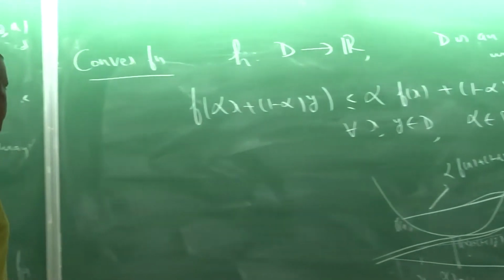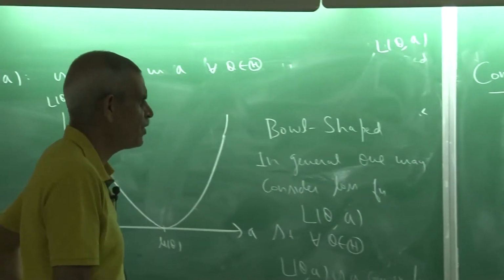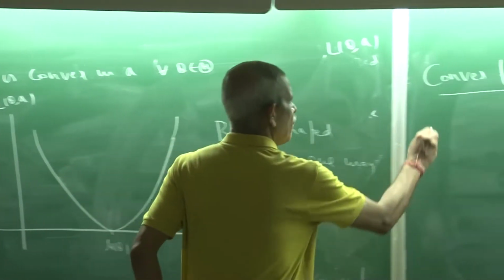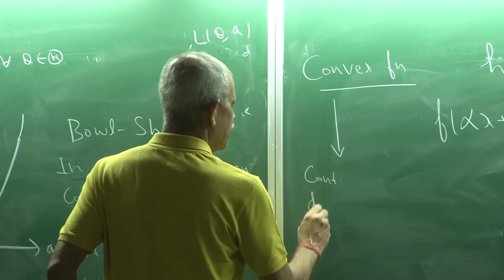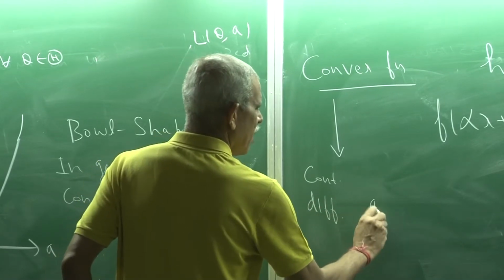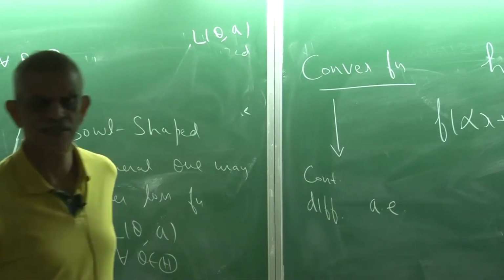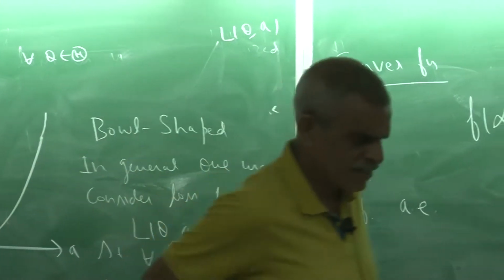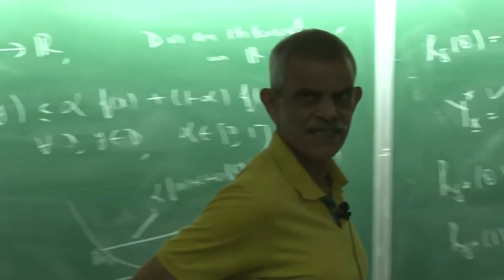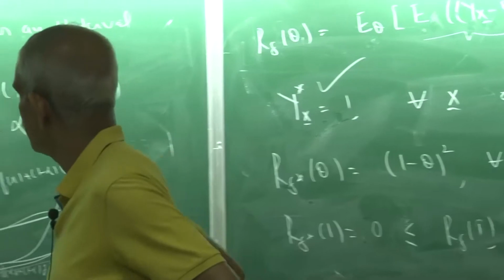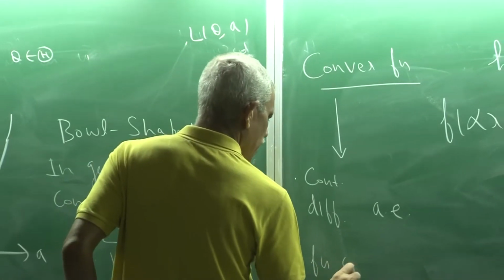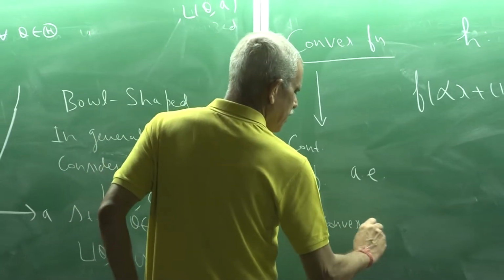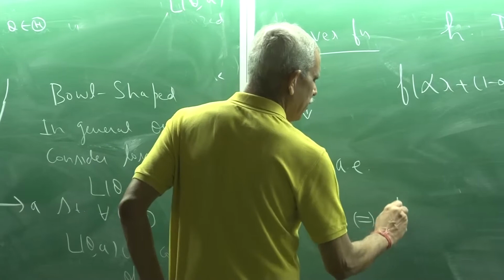Now, I will not prove these results, but it is known that a convex function is always continuous. It is also differentiable almost everywhere, which means the set where it is not differentiable does not contain any interval. Now, if f is differentiable, then f is convex if and only if f prime is increasing.